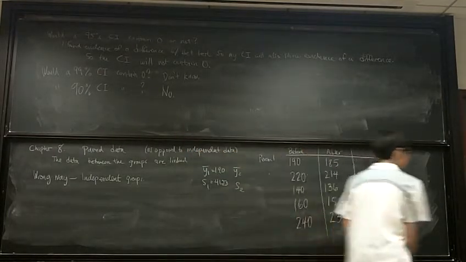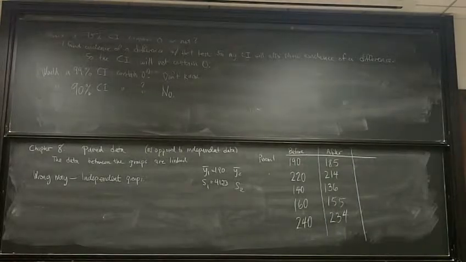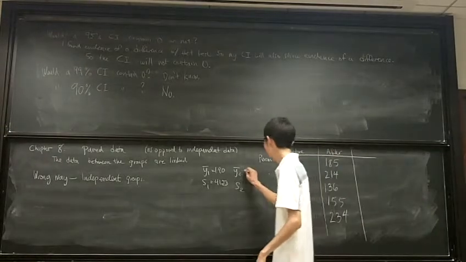Okay, and then column 2. I've got 185, 214, 136, 155, 234. Okay, and the mean is 184.8 and the standard deviation is actually 41.23.